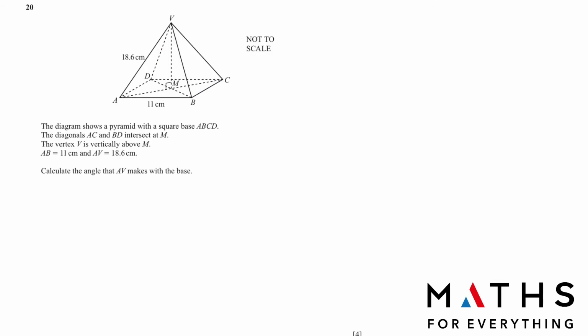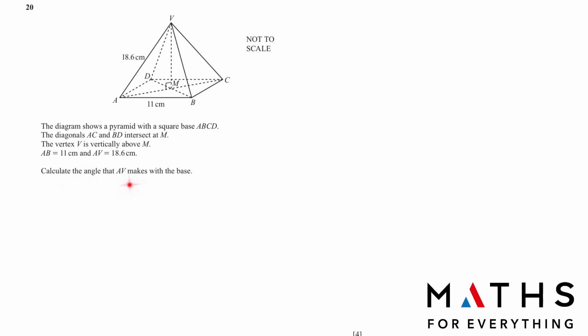Question number 20, we have been given a pyramid with a square base. Square base means all the sides are same. The diagonals AC and BD intersect at M, so that will be the midpoint. The vertex V is vertically above M. AB is 11 and AV is 18.6. If AB is 11, BC, CD and AD will also be 11. If AV is 18.6, then BV, CV and DV will also be the same.